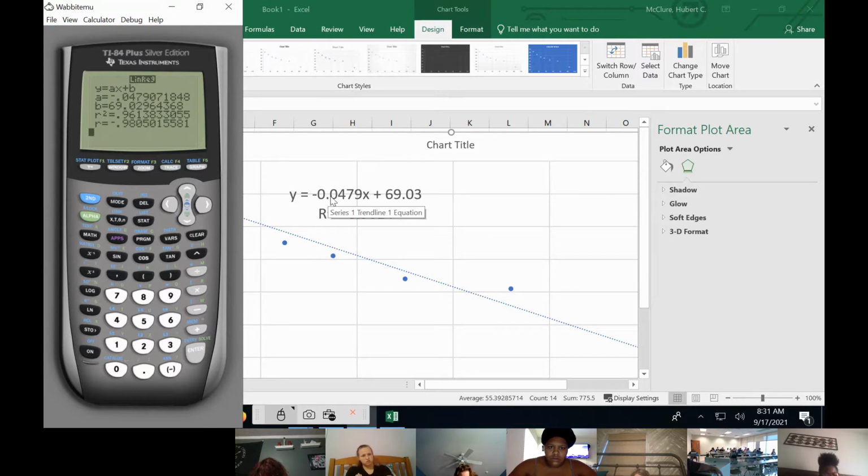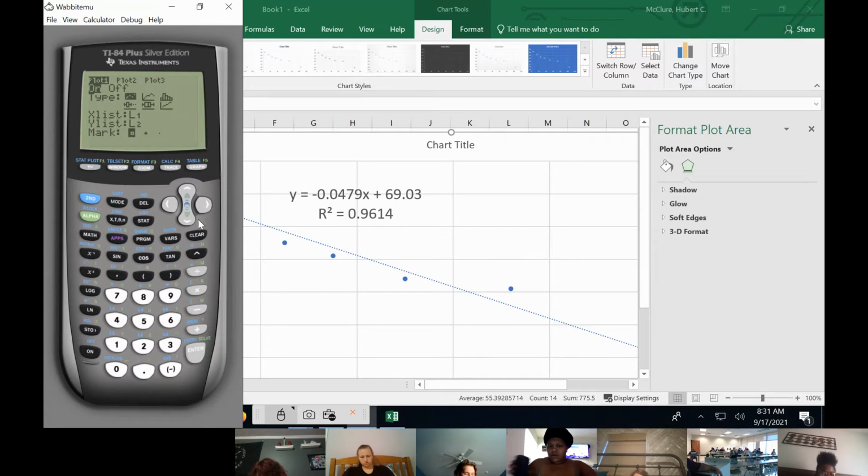Negative 0.0479, and 69.03. And there's our R squared, 0.9614. And there is the R, negative 0.9805. So we have a very strong what correlation? Negative correlation. Sorry about that. Go to stat plot. I knew that one looked awful funny, but oh well.